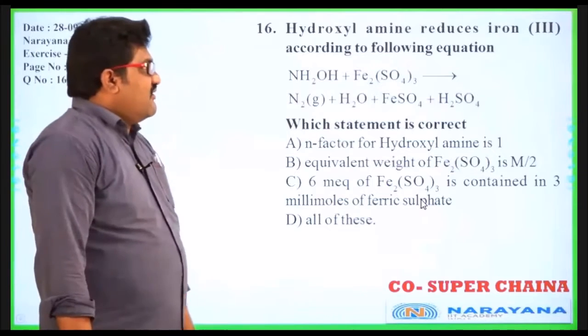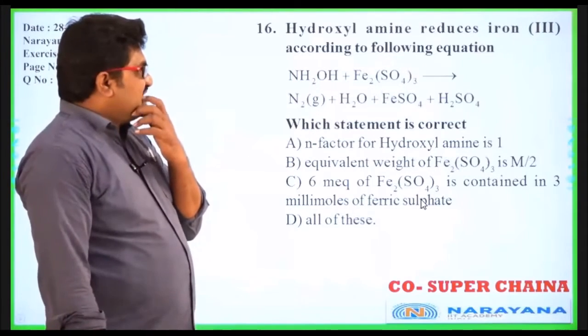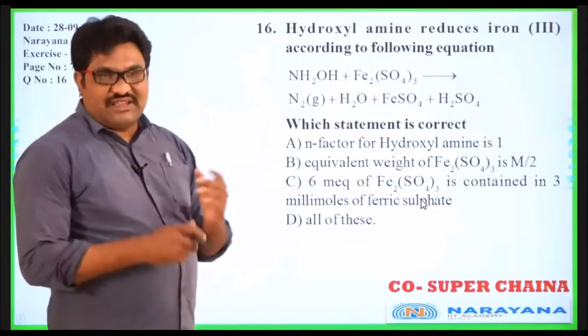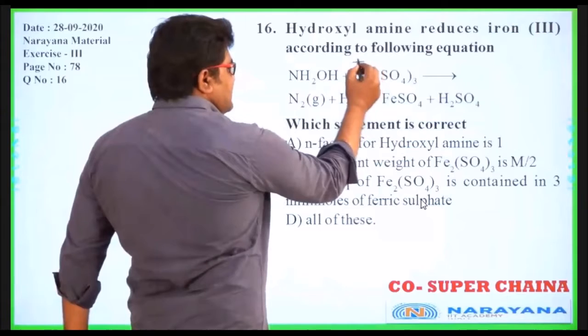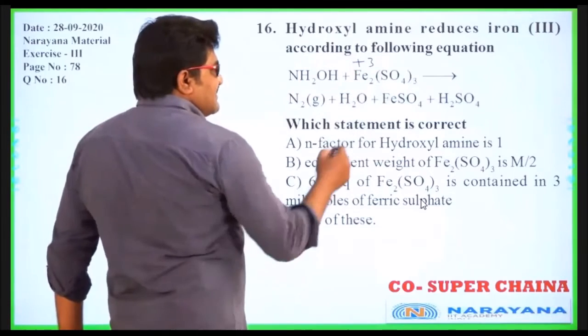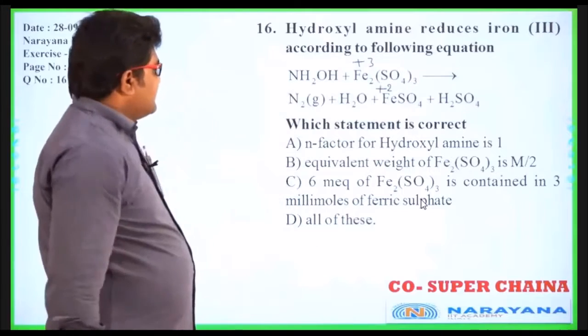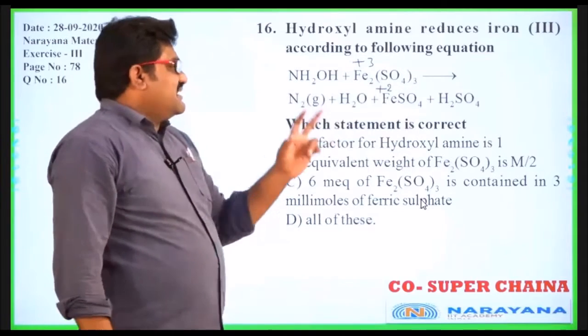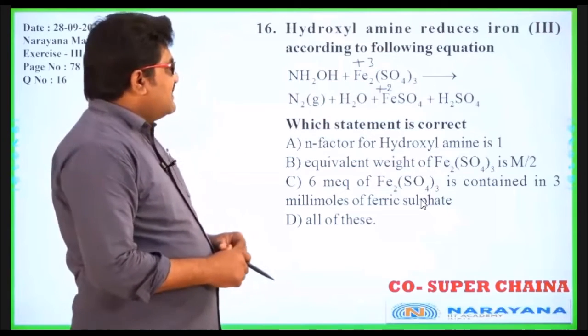Hydroxylamine NH2OH reduces iron according to the following reaction. So here iron is in plus 3 oxidation state in reactants and in products it is plus 2. Okay. Which statement is correct? N factor for hydroxylamine is 1.